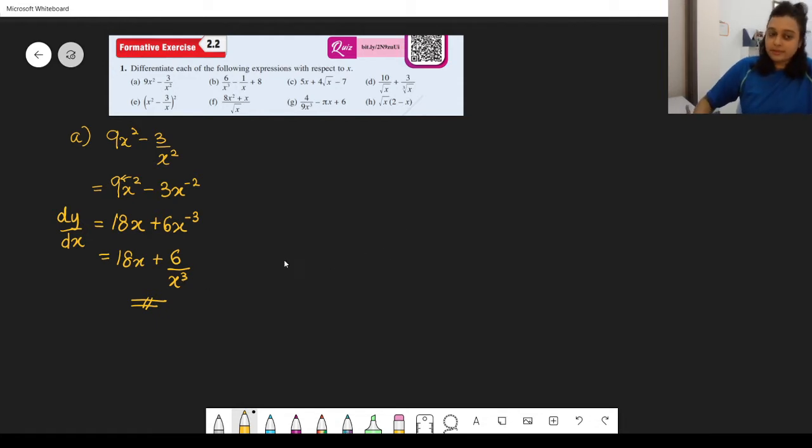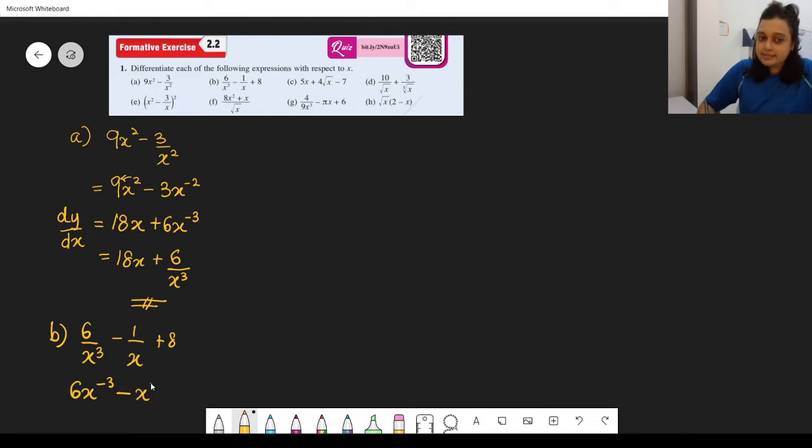Okay, let's do b. For b, look carefully at your question. Is there any part here that you can change the position, because all the x are at the denominator place? When it's at the denominator place, you must bring it up to the numerator. So when you bring it up, it becomes 6x to the power of negative 3 minus x to the power of negative 1 plus 8.